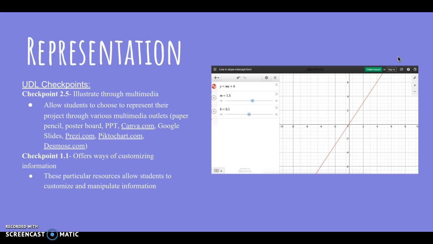So as far as representation, a couple ways that you could spice up this lesson would be to allow students to create their own project, representing through various multimedia outlets, anywhere from as low-tech as paper and pencil and poster board to more high-tech resources and outlets like PowerPoint, Canva.com, Google Slides, Prezi.com, Piktochart, and Desmos.